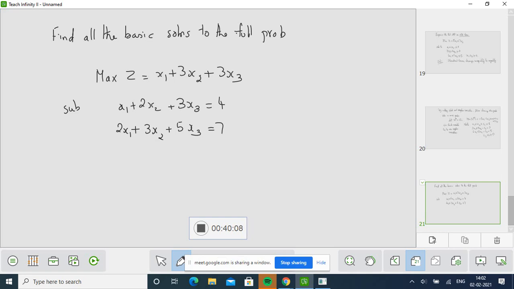Find which of the basic solutions are basic feasible, non-degenerate basic feasible, and optimal basic feasible. Now what we have to do, how we have to do.